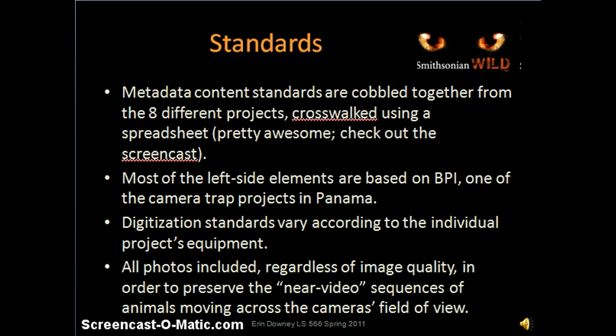Another interesting aspect to this project is that all photos are included regardless of image quality in order to preserve these near video sequences of animals moving across the camera. So we really need to have metadata that describes the relation between images, because often a group of 4, 5, or 6 images gives a lot more information than one standing alone.